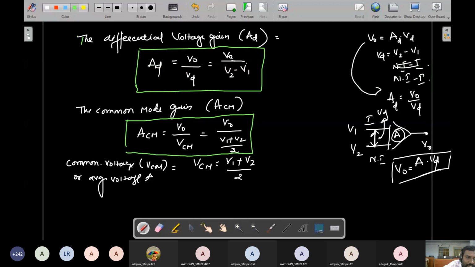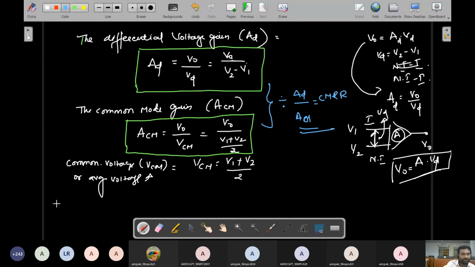If you divide these two gains, the ratio of the gains, AD by ACM, is nothing but CMRR. Okay, understand everybody? Please note it.